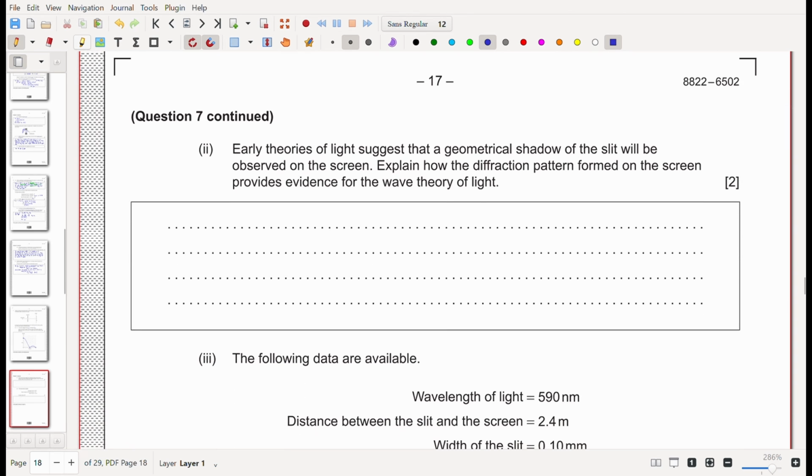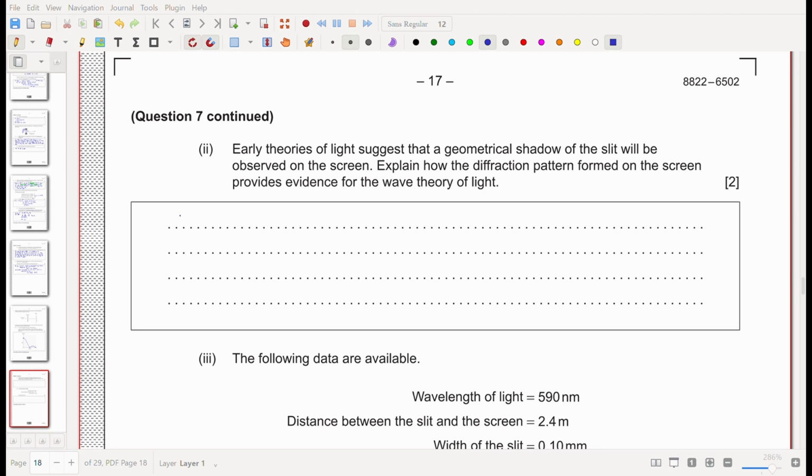Now let's move on to part 2 of this question. Early theories of light suggest that a geometrical shadow would be observed. Explain how the diffraction pattern formed provides evidence for the wave theory of light. Now this is the second question where we've had to show that a particular experiment and show how the output of that experiment proves a certain theory. So to do this, let's use the same thing.